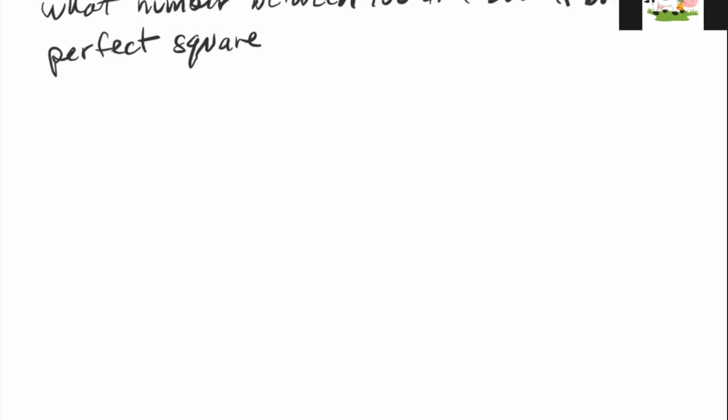So next question here. Let's solve this one together. What number between 100 and 200 is both a perfect square and a multiple of 7? What number between 100 and 200 is both a perfect square and a multiple of 7?